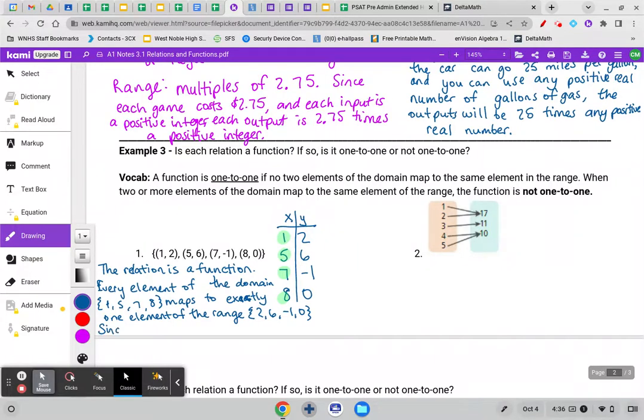One more thing to add here. Since none of the range values are shared, the function is 1-to-1.